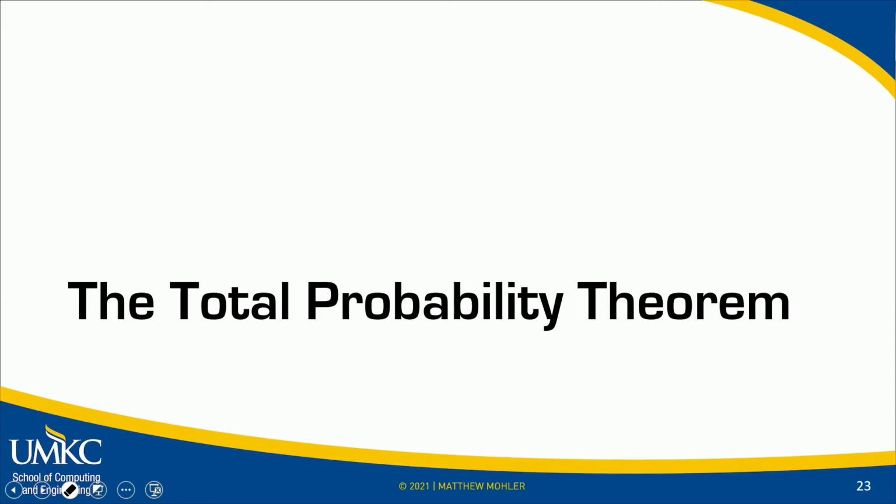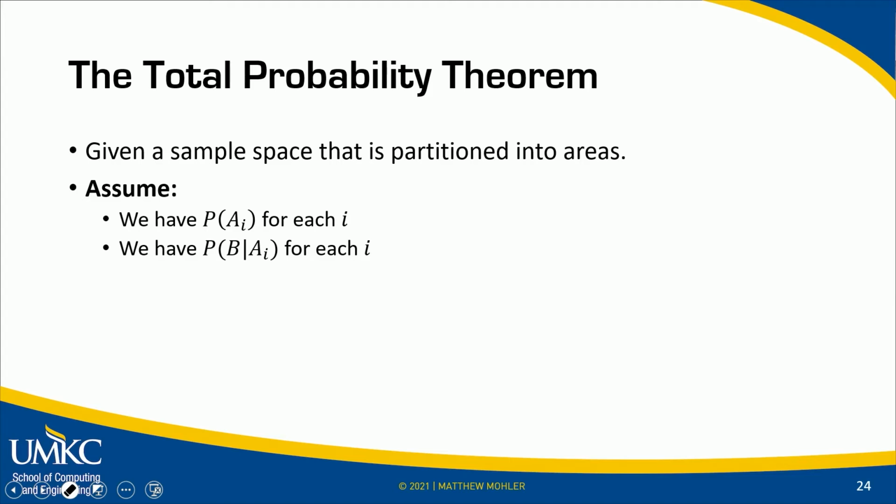So in this section, we'll look at the total probability theorem, which gives us a way to calculate the probability of an event when we really only know the probability of different events within it. So let's say that we have a sample space partitioned into different areas. Again, it's a partition. And assume further that we have a probability of A sub i for each of those ith partitions, and then a probability of some event B, given that we're in that partition, given A sub i, for every partition. And let's say that we want to find the probability of B.